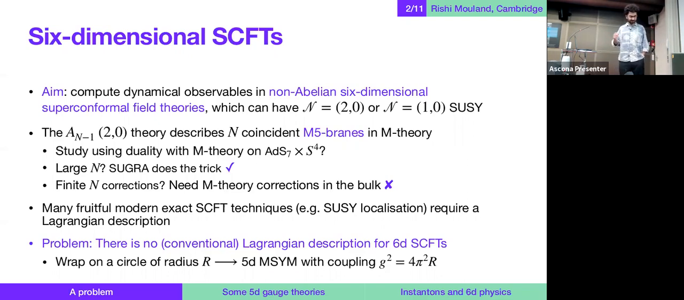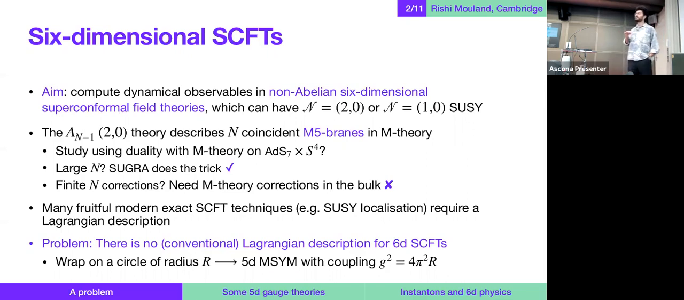Now, the thing here is I want to just stick in the SCFT. I don't want to go into the holography. I just want to see what I can do in the SCFT itself. And the thing is, a lot of the exact techniques that have come up in recent years, like SUSY localization, really rely on having a useful Lagrangian description. And the big problem here is that we don't have this for six-dimensional SCFTs.